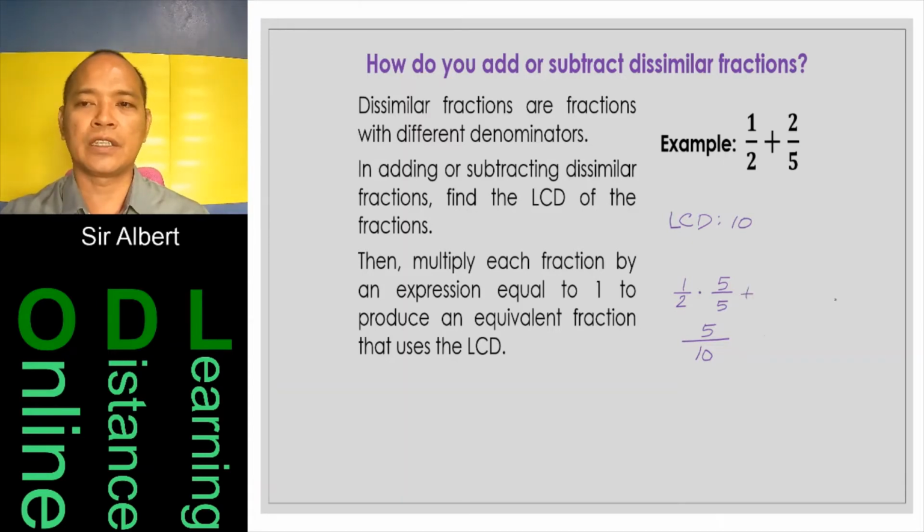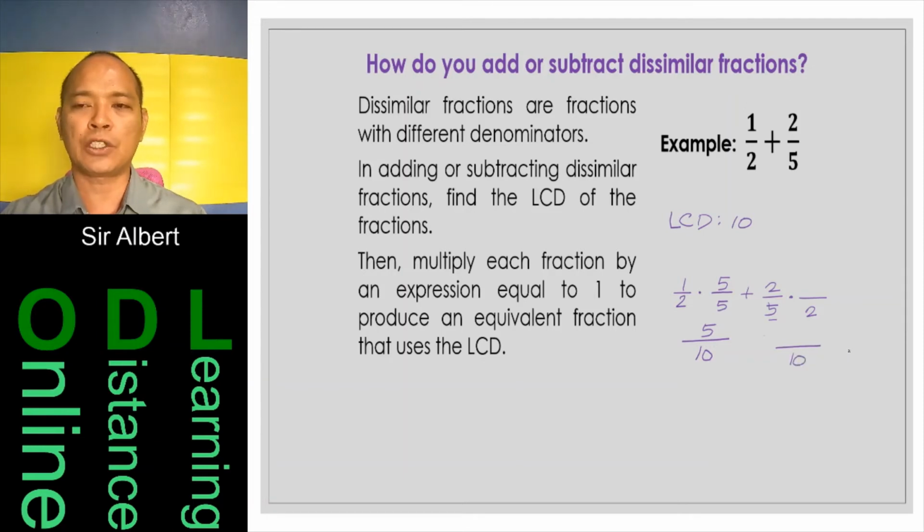Next, we consider the second fraction of 2/5. Just as we did with the first fraction, we think of an expression equal to 1 that we're going to multiply 2/5 with so that it would end up with a similar fraction that uses the LCD. With a denominator of 5, we would need to multiply this by 2 so that we would end up with a fraction that uses the LCD of 10.